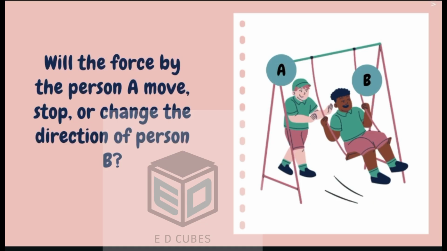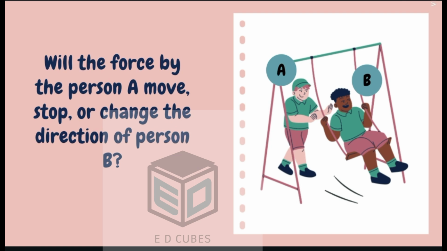But it's clear. Let us discuss one more scenario. Here, again, a boy A and boy B. Boy A is standing, boy B is sitting on the swinging chair. Now the question is, will the force by the person A move, stop, or change the direction of the person B? Think on it. If boy A is pushing boy B, definitely boy B is going to move away from boy A.